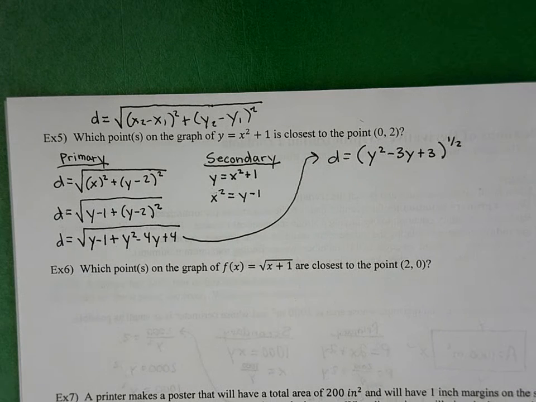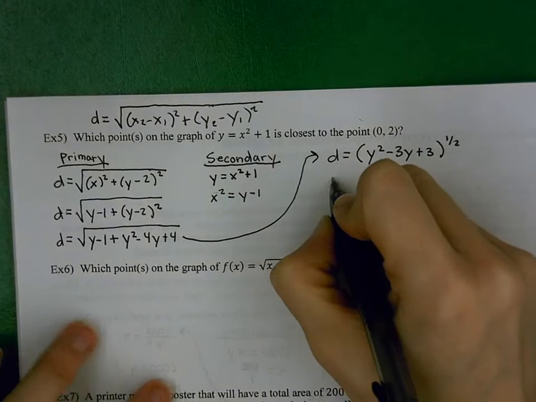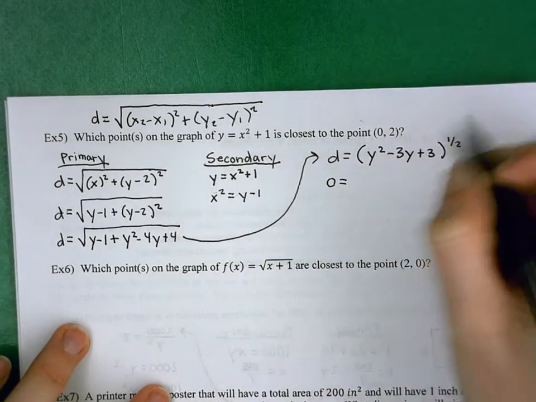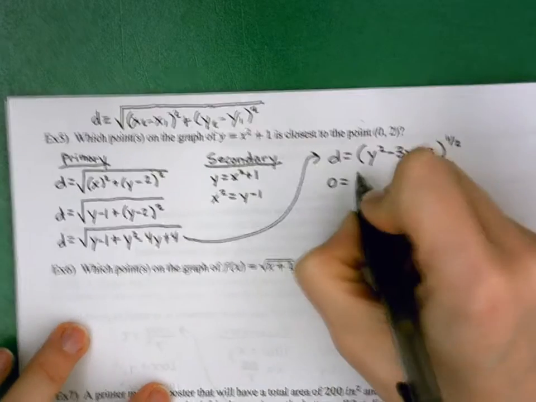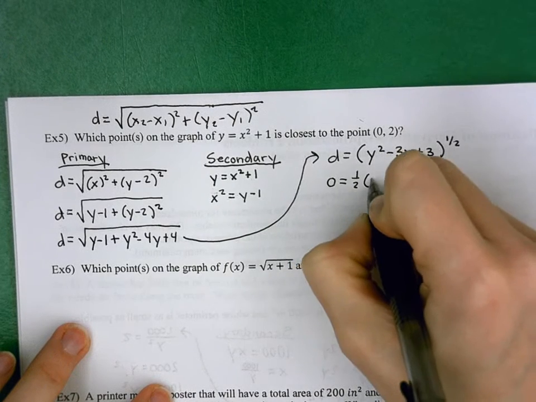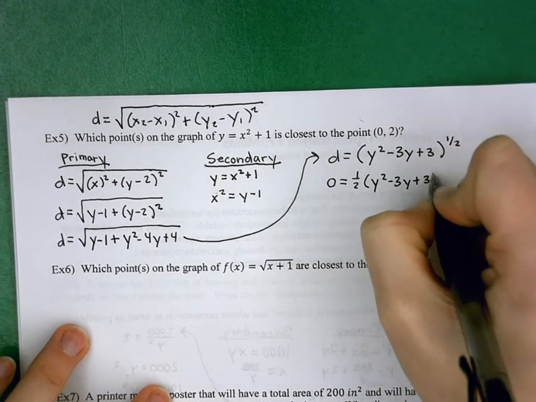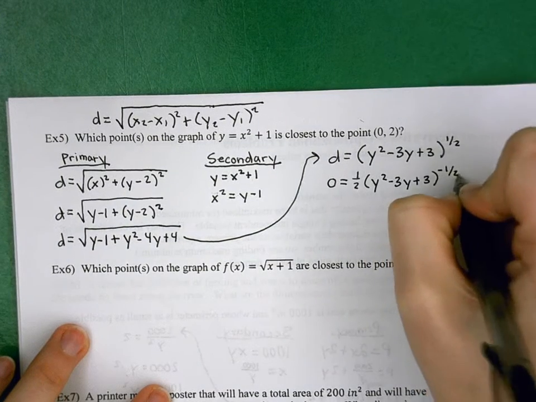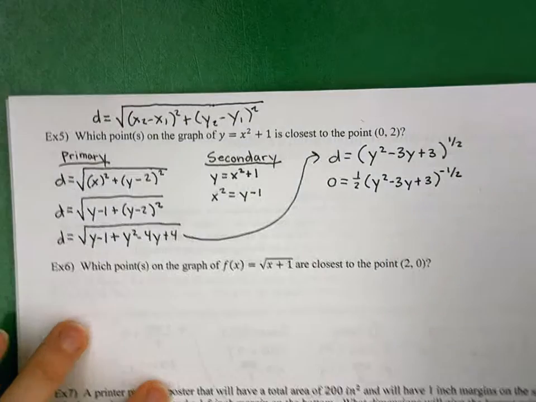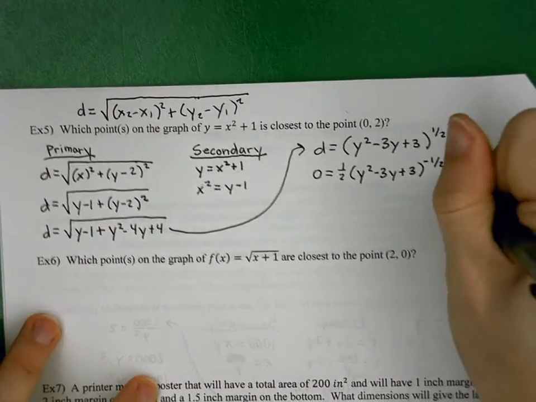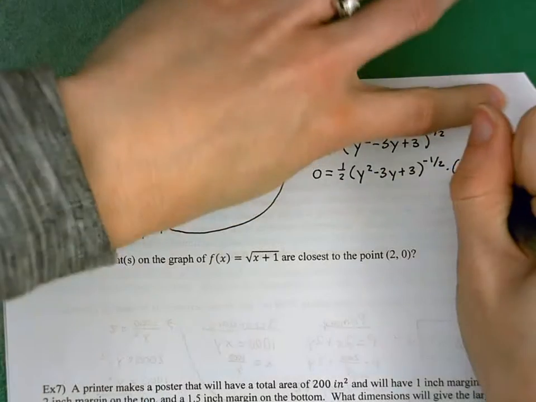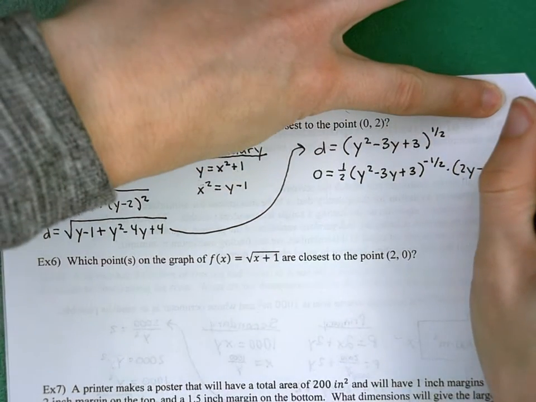Okay, so now we've got our derivative. We're going to set this equal to 0. Let's bring down this exponent. So we're going to bring down that 1/2, leave the guts alone, and subtract 1 from the 1/2. Then times the derivative of the guts, which in this case the derivative of the guts is 2y minus 3.